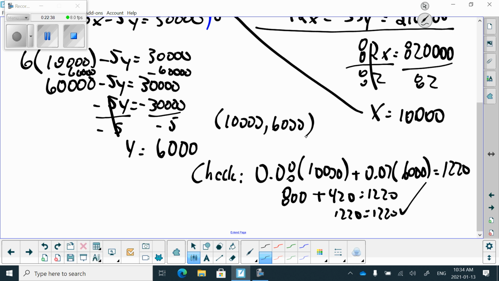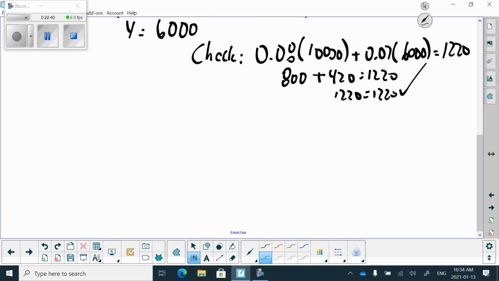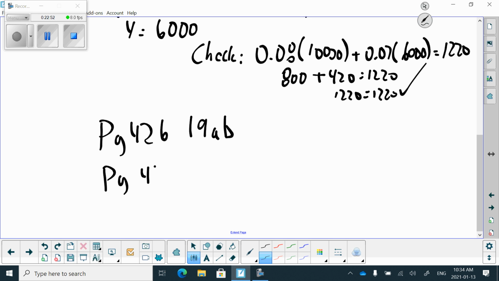Okay, in your textbook, start it off. Page 426, 19AB, and page 438, 12BCD. Perfect.